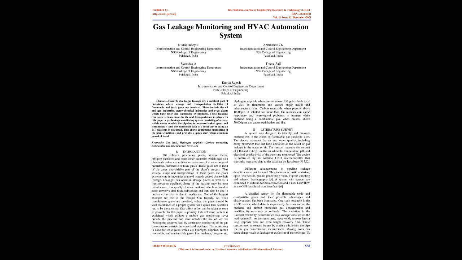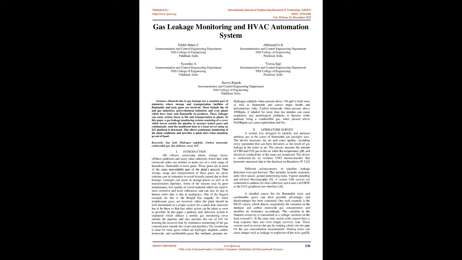2. Literature survey. A system was designed to identify and measure methane gas in the zones of flammable gas stockpile sites. The device measures the air and water quality, including every parameter that can have deviation as the result of gas leakage in the water or air. The sensors measure the amount of CH4 and CO2 gas in the air, while the temperature, pH, and electrical conductivity of the water are monitored. The device is controlled by an Arduino Uno microcontroller that transmits measured data to the database on Raspberry Pi 3.